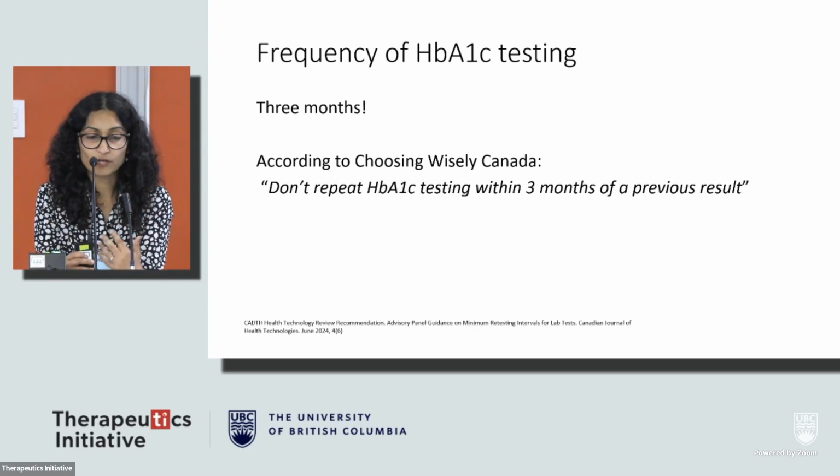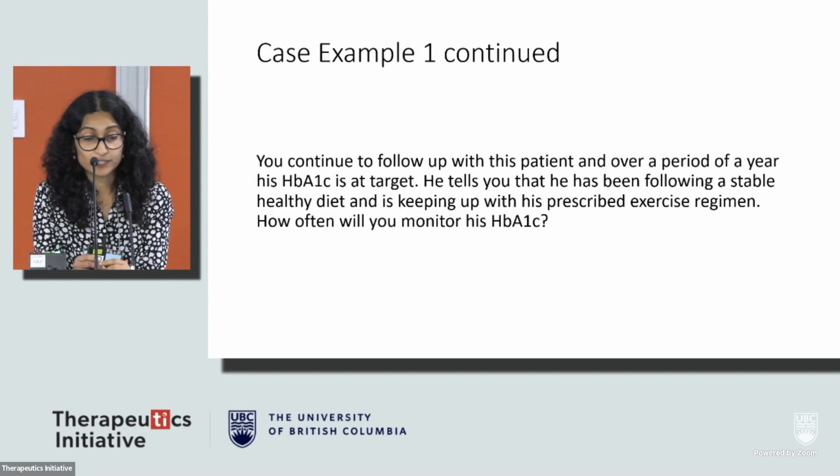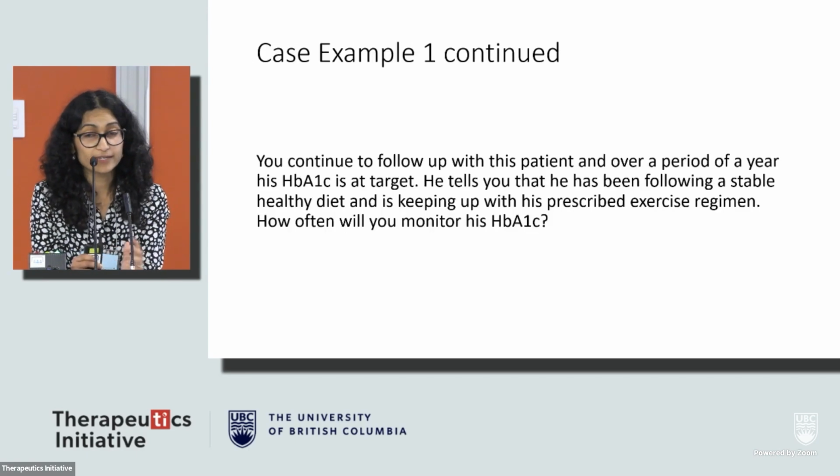And this has now become a recent Choosing Wisely Canada recommendation as well: don't repeat hemoglobin A1C testing within 3 months of a previous result. So you continue to follow up with this patient over a period of a year, and now his A1C is at target.